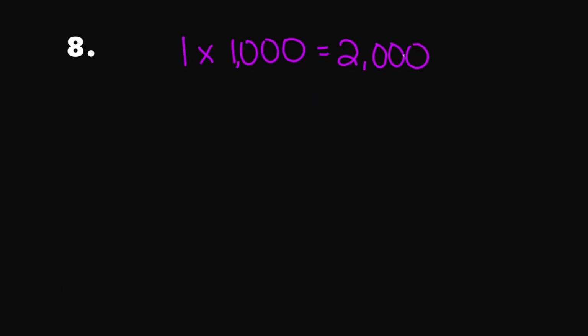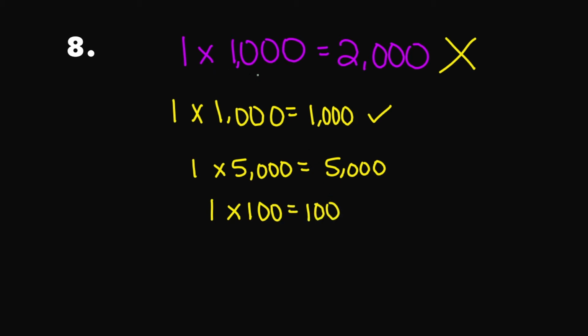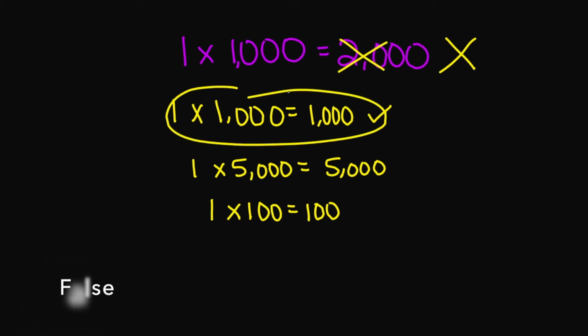Let's look at this question here. 1 times 1,000 equals 2,000. Is this true or false? This is false. 1 times 1,000 equals 1,000, not 2,000. If you have 1 times 5,000, this is going to equal 5,000. If you have 1 times 100, this is going to equal 100. So 1 times 1,000 equals 1,000. It does not equal 2,000. So this answer is false.